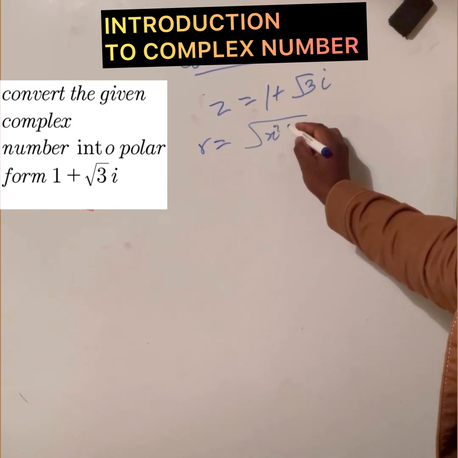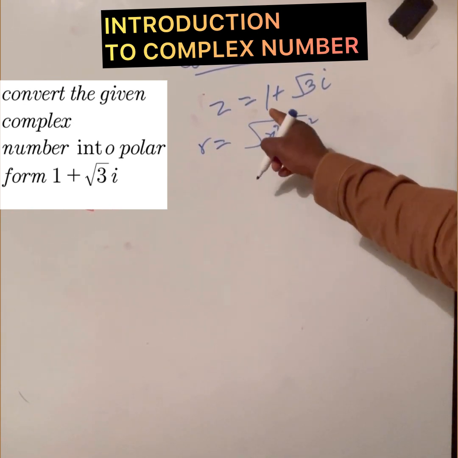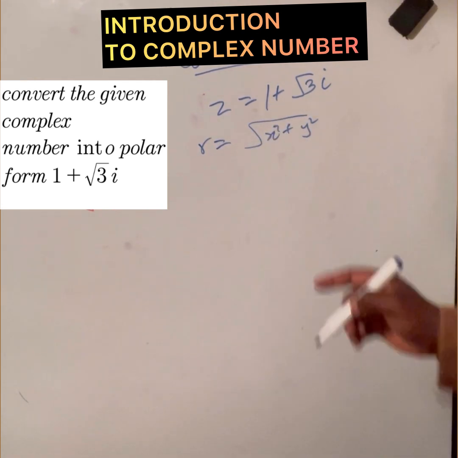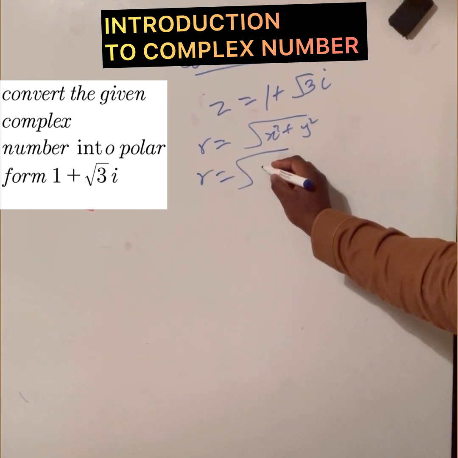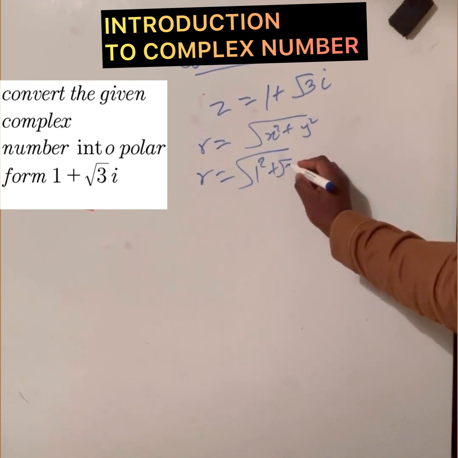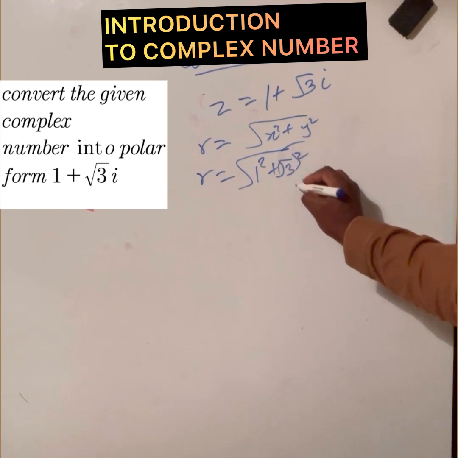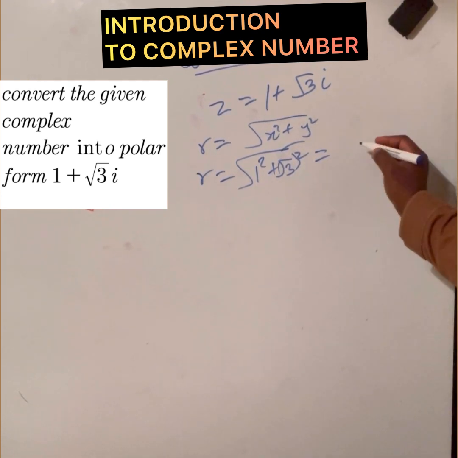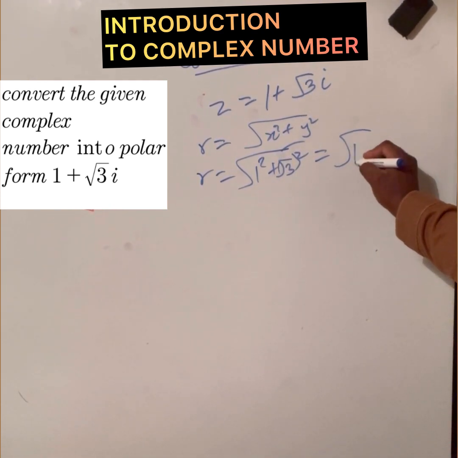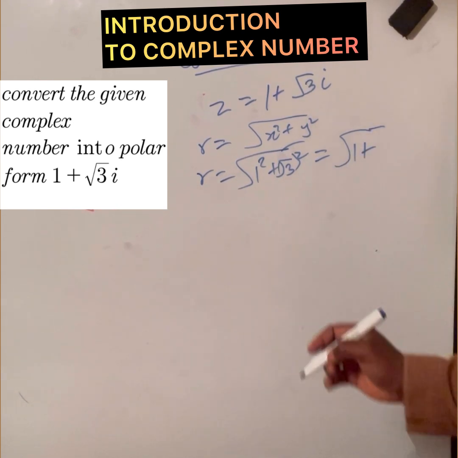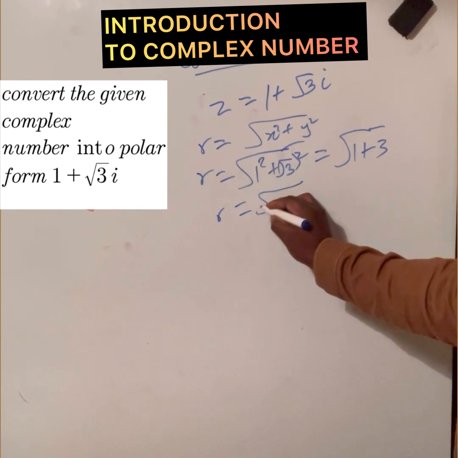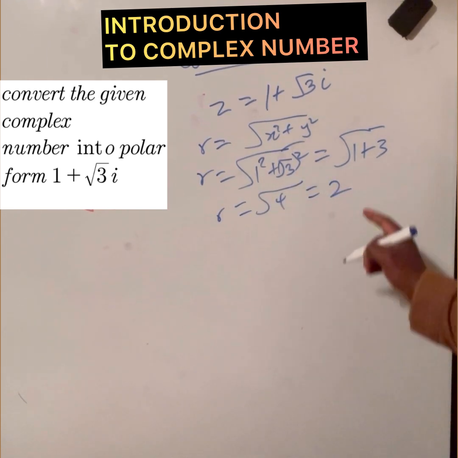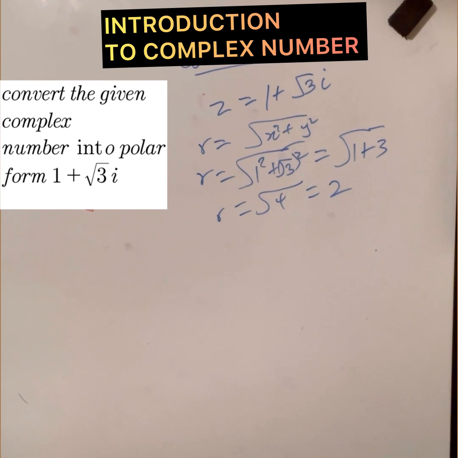which is the square root of x squared plus y squared. And you know, this is x, the real part, and y, the imaginary part. So this is going to be the square root of 1 squared plus square root of 3 squared. 1 squared is 1 plus square root of 3 squared is 3. So r is equal to the square root of 4, which is equal to 2. 1 plus 3 is 4. The square root of 4 is 2. So 2 is the absolute value.